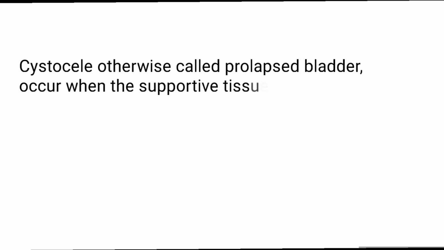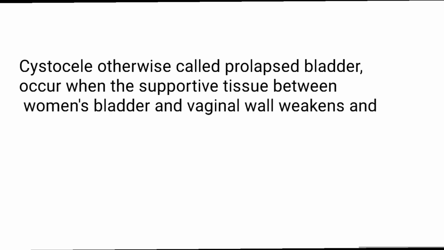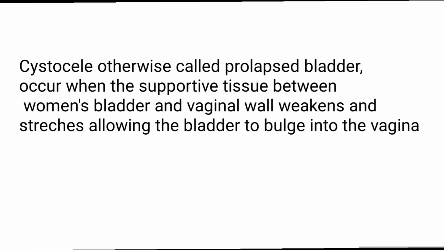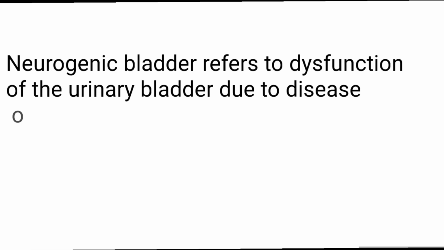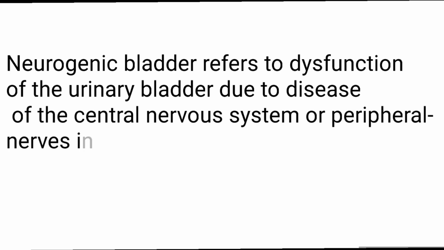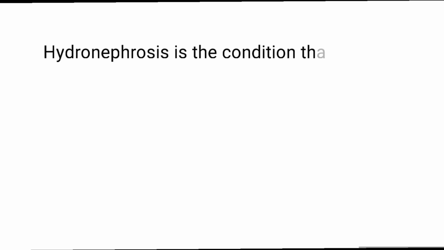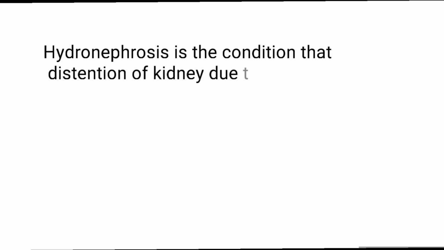Cystocele, otherwise called prolapsed bladder, occurs when supportive tissue between a woman's bladder and vaginal wall weakens and stretches, allowing the bladder to bulge into the vagina. Neurogenic bladder refers to dysfunction of the urinary bladder due to disease of the central nervous system or peripheral nerves involved in the control of micturition. This damage can cause the bladder to be underactive, in which it is unable to contract and empty completely. Hydronephrosis is a condition of distension of the kidney due to obstruction of urine outflow.